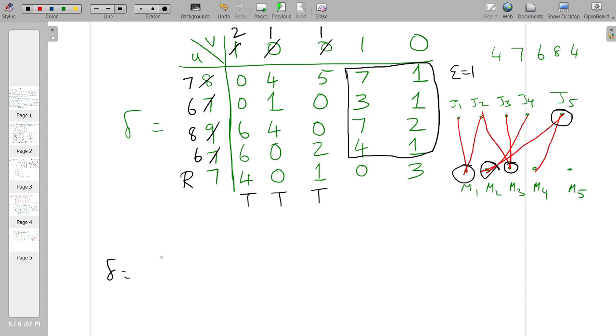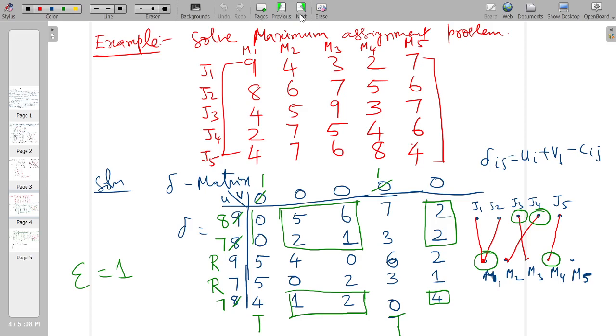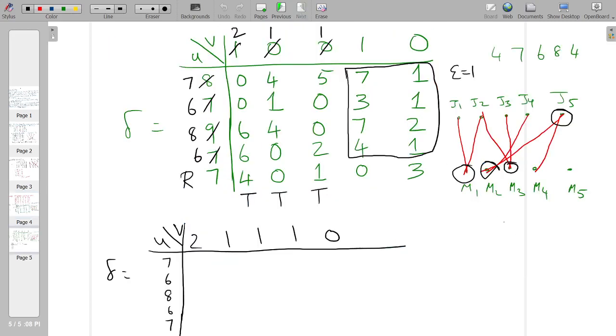Let me write down here itself V and U. So I'll have 7 6 8 6 7. Values of V are 2 1 1 1 0. Okay. Now let me write down the matrix. The first row is 9 4 3 2 7.